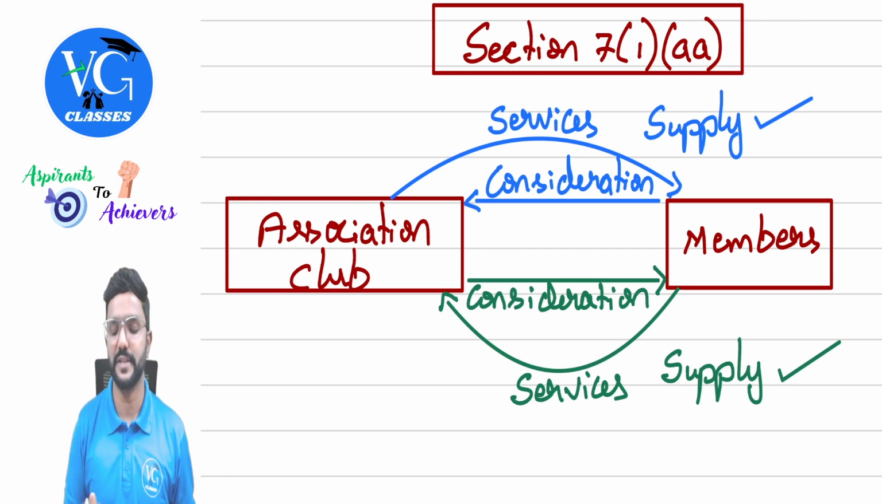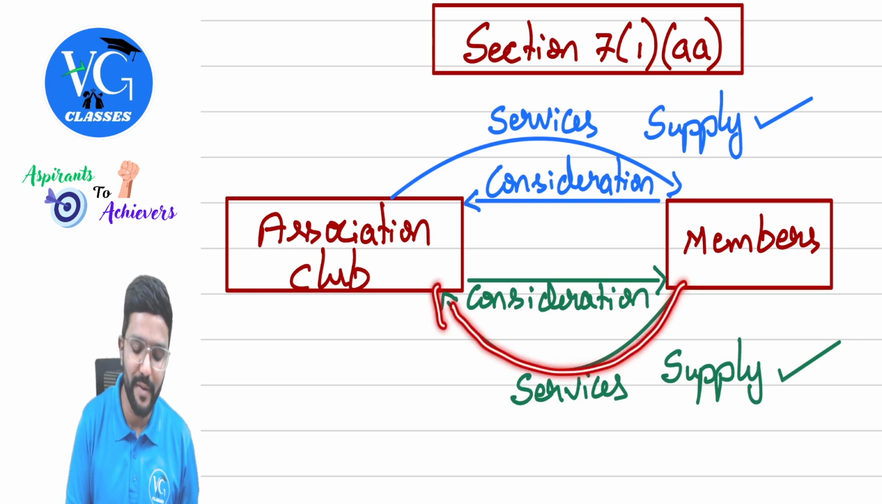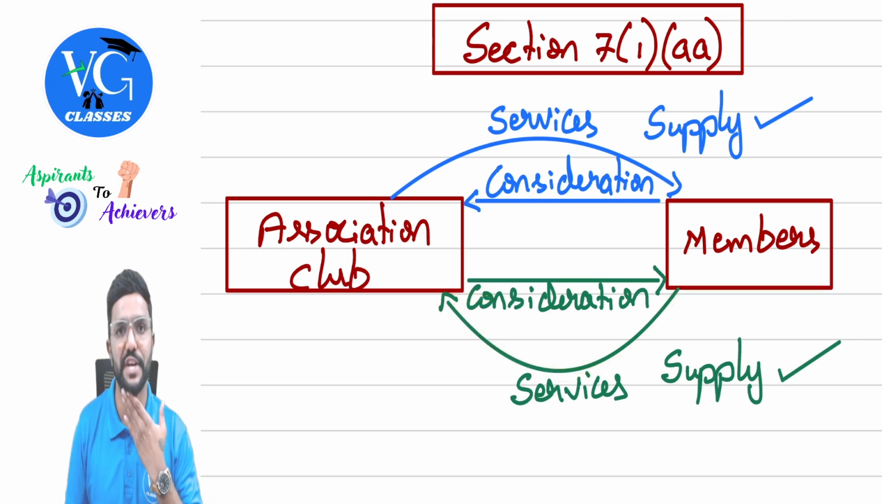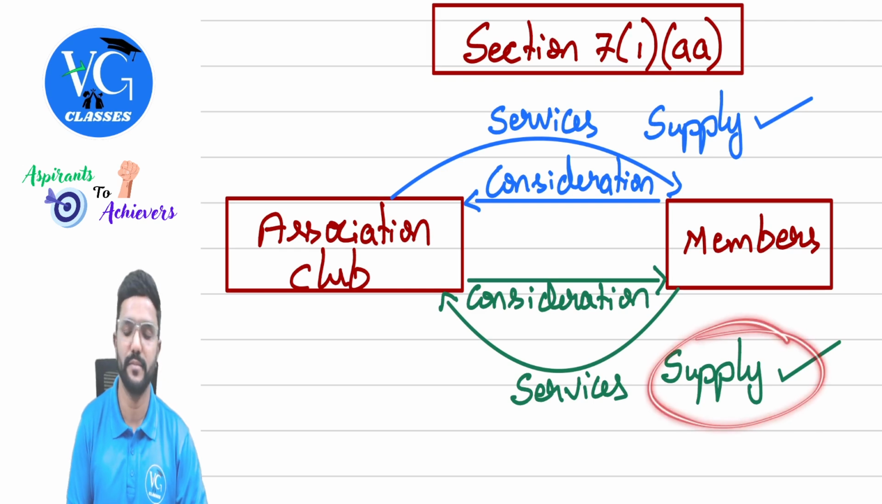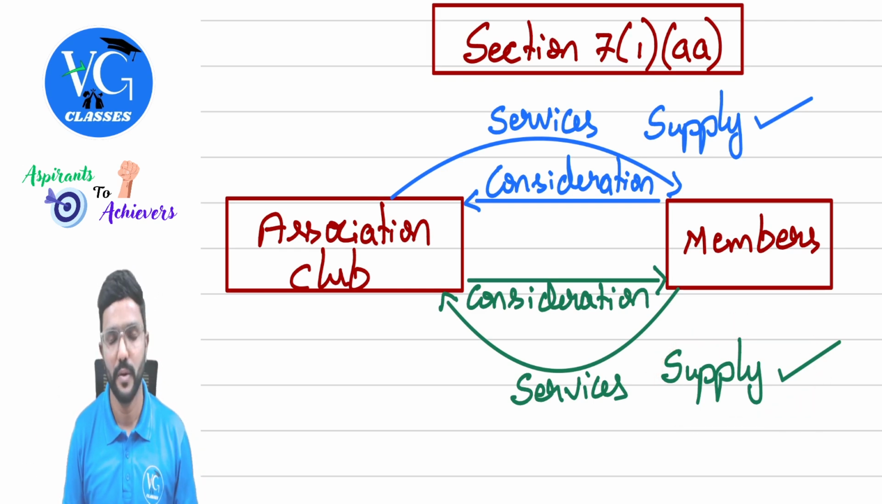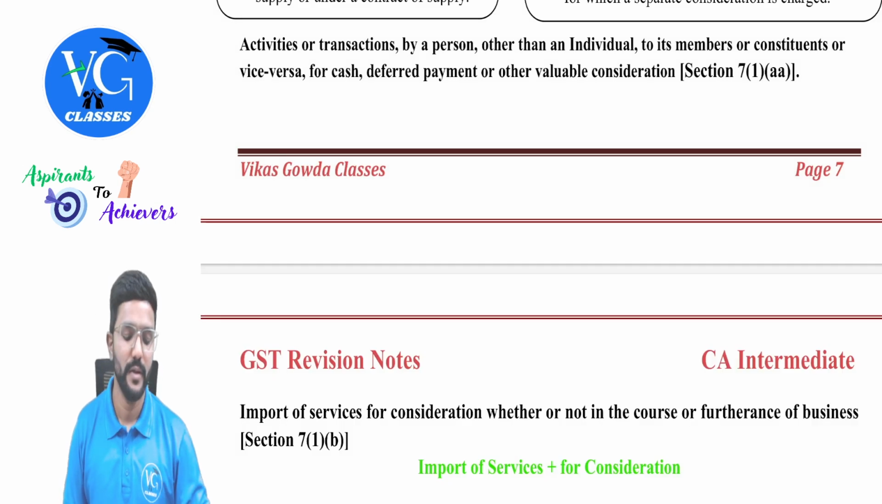So what if it is vice versa? For example, members are providing some services to the club or association, and for which they are collecting consideration from the association. Is it a supply? Yes. Both ways it is covered, guys. Next.